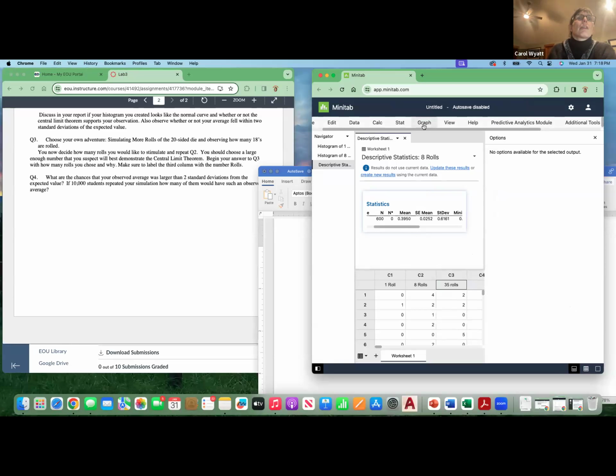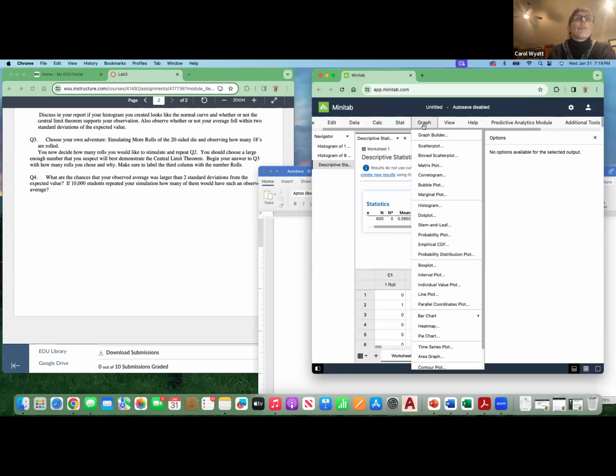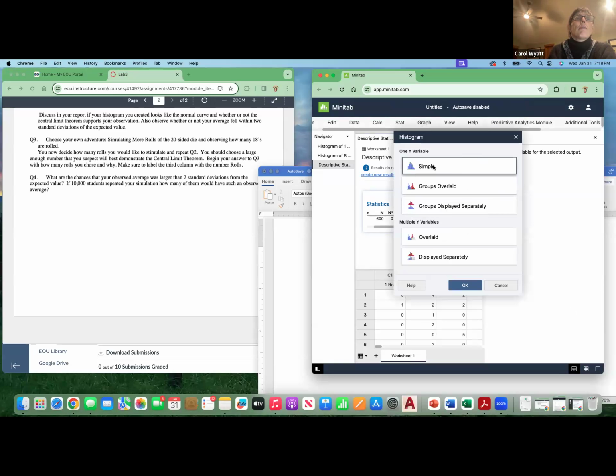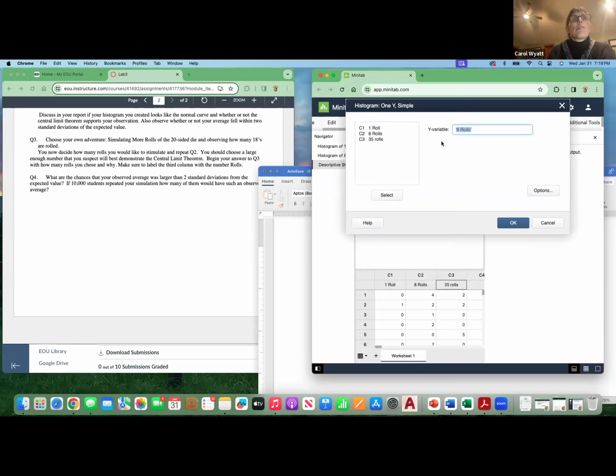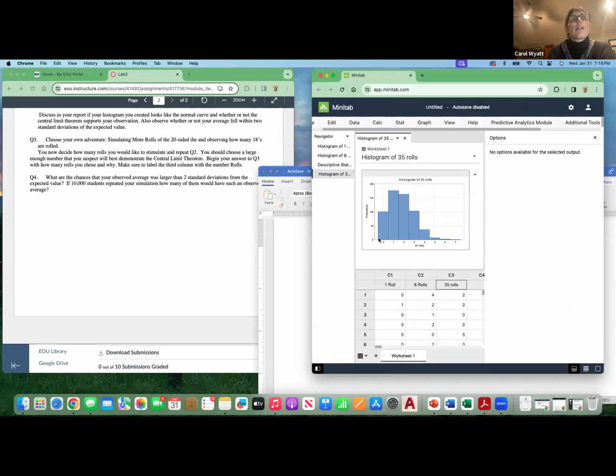I'm going to go to Graph and do my simple histogram. Okay, 35 rolls. Here we go. Hit OK. And there that is. And you notice that we're starting to get a lot more bell-shaped here, right? It's starting to go.